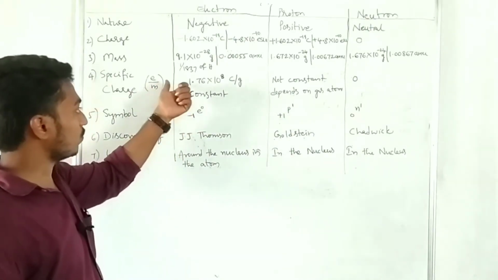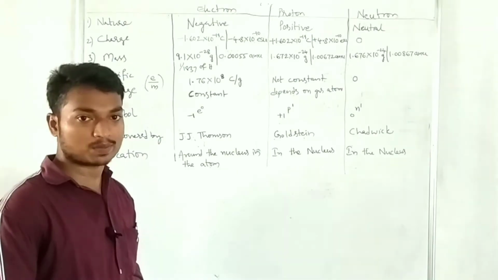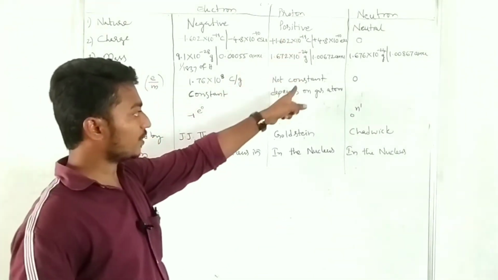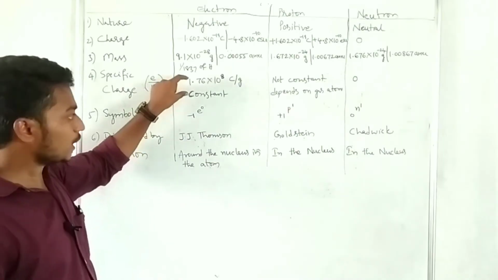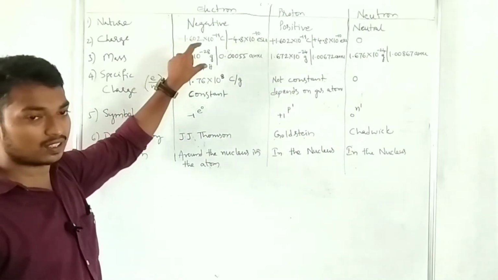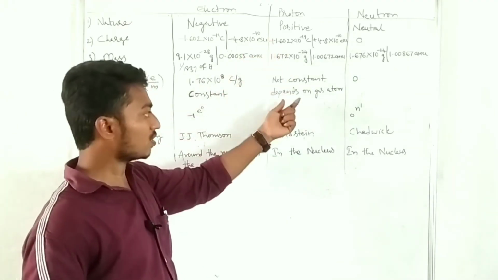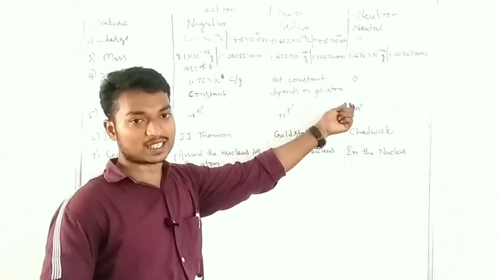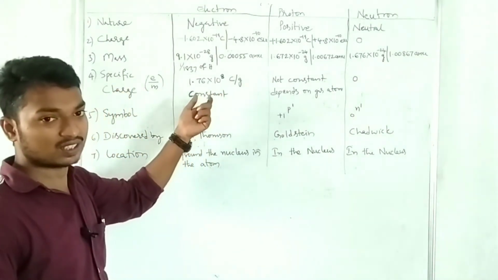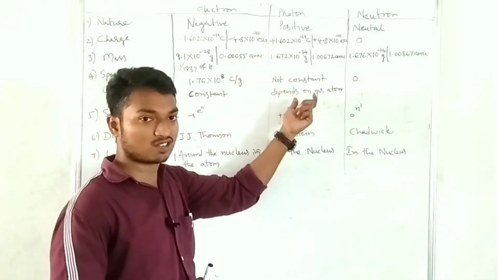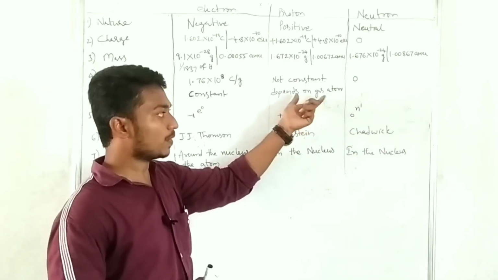This specific charge value was given by J.J. Thomson for the electron. This specific charge is constant for the electron, but it is not constant for the proton because it depends on the gas atoms. The specific charge value for the electron is constant. The specific charge value is not constant for the proton. It depends on the gas.